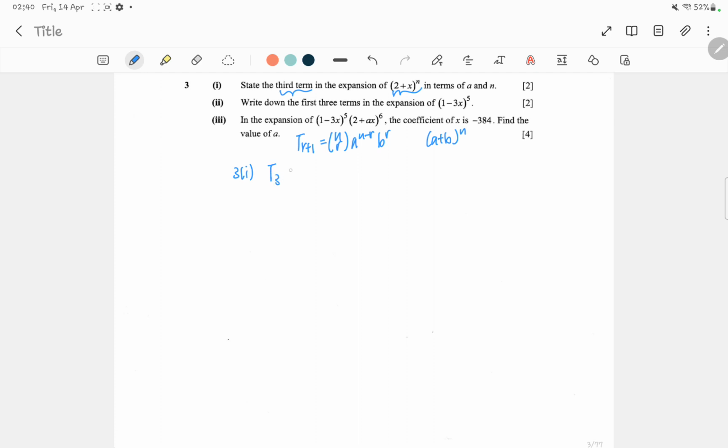So T3, which is the third term, is what the question is asking for. So 3 is r plus 1, right? So r must be 2. So n choose 2. a is my 2 over here. So 2 to the power of n minus 2, because r is 2. And my b is my x. So x to the power of 2, right?